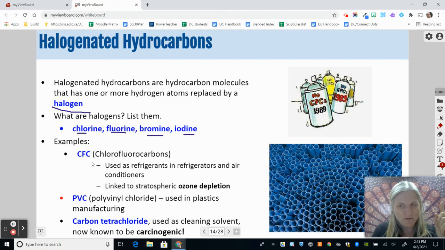And you've probably all heard about the ozone layer, but we're going to review the ozone layer and the importance of it and how these CFCs were destroying, or are still actually destroying, the ozone layer.